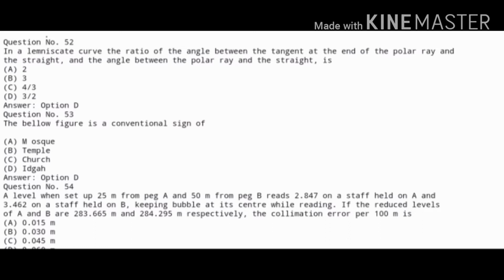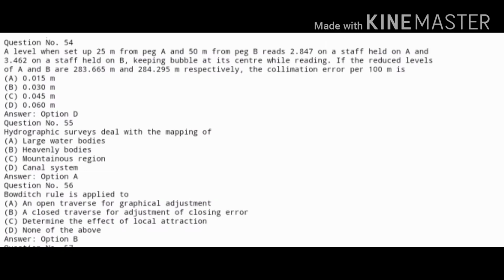Here is a conventional sign. When set up 25 meter from peg A and 50 meter from peg B, the level reads 2.874 on the staff held on A and 3.462 on the staff held on B, keeping the bubble at its center while reading. If the reduced levels of A and B are 283.665 and 284.295 meter respectively, the collimation error per 100 meter is option D, 0.60 meter.